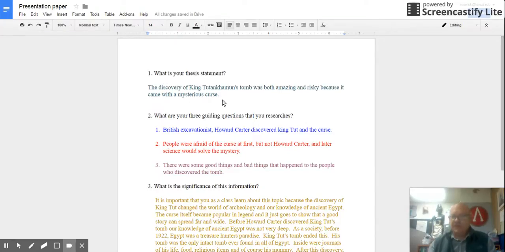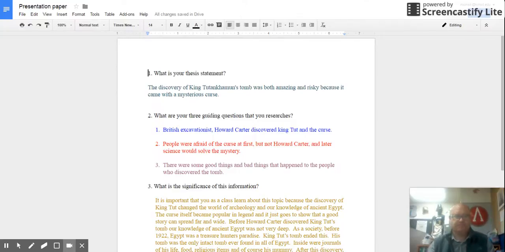You're going to go to the page inside your packet and it says your thesis statement. And you're going to write the thesis statement that you've been working with. So I'm going to pretend that my paper was on the Curse of King Tut, which has nothing to do with our topic about government election. But let's just pretend this is my paper. The discovery of King Tut's tomb was both amazing and risky because it came with a mysterious curse. Okay, so the rest of my paper better be about the discovery and the mystery and how risky it was. That's what my paper better be about.